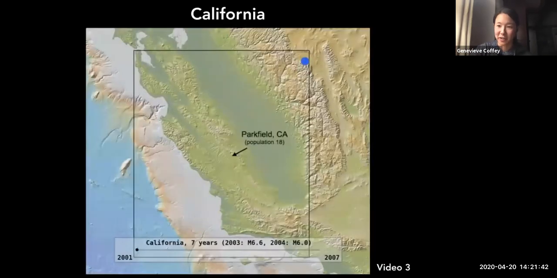The first region we're going to look at is California. Here I'm going to play the video. It's 7 years of earthquakes. The largest earthquake we'll see in the video is a magnitude 6.6. While I'm playing this, like we saw in the global seismicity video, I want you to think about where these earthquakes are occurring and put down any observations you have in the chat box next to the video, and we'll talk about them after the video. Okay, go for it.